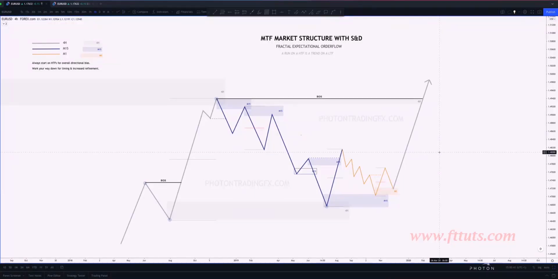Let's hop on the charts, let's get practical, let's look at some realistic examples, and really see if we can put this all together.